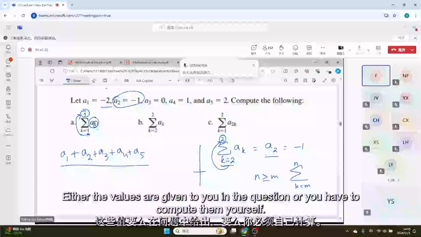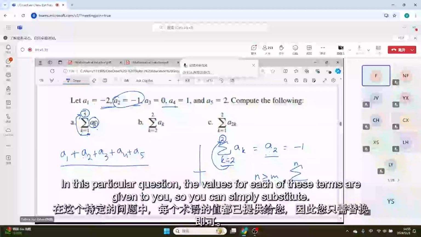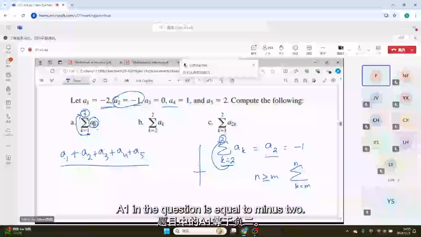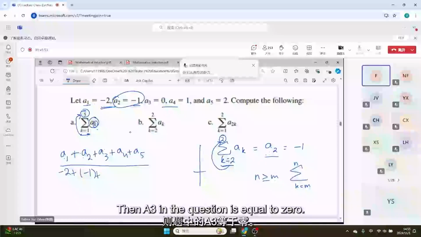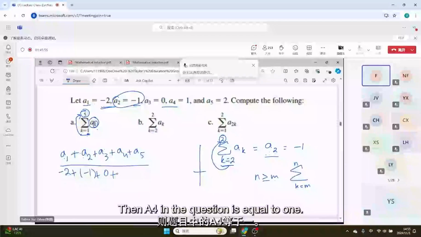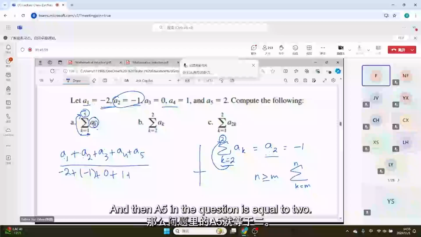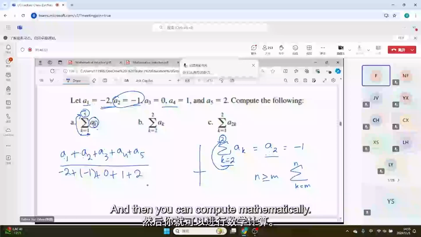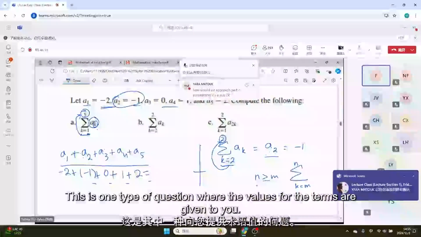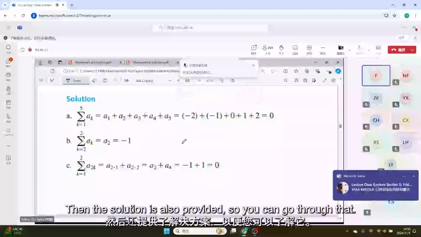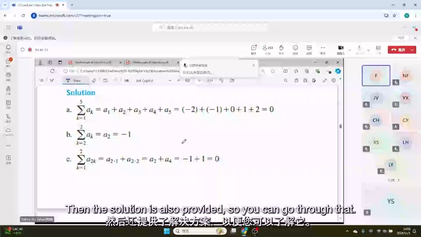Either the values are given to you in the question, or you have to compute them yourself. In this particular question, the values for each of these terms are given to you, so you can simply substitute. A1 in the question is equal to -2, A2 is equal to -1, A3 is equal to 0, A4 is equal to 1, and A5 is equal to 2. And then you can compute mathematically. So this is how summation notation works. This is one type of question where the values for the terms are given to you. The solution is also provided, so you can go through that.